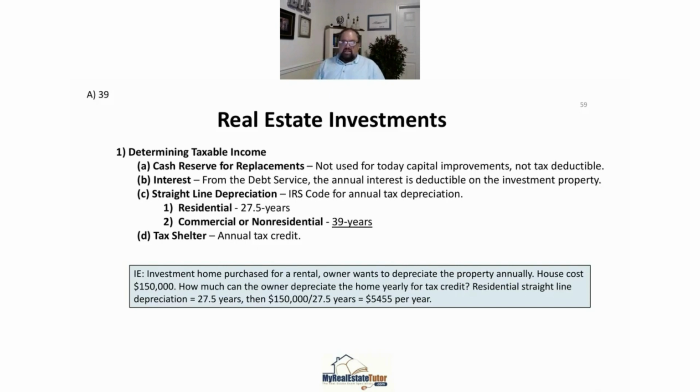You say, well, John, what does that mean? Does it go down in value? No. The IRS depreciates property, and they say, listen, we're going to assume that over 27 and a half years, it's going to cost you $5,455 per year to maintain the property. We're going to give you that in the form of a tax break. So you can deduct that $5,455 from your income earned off your residential investment, right? The rent money.